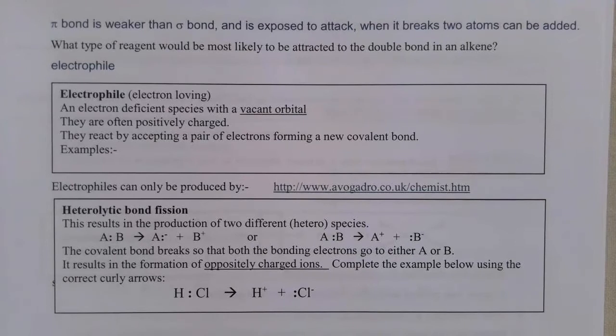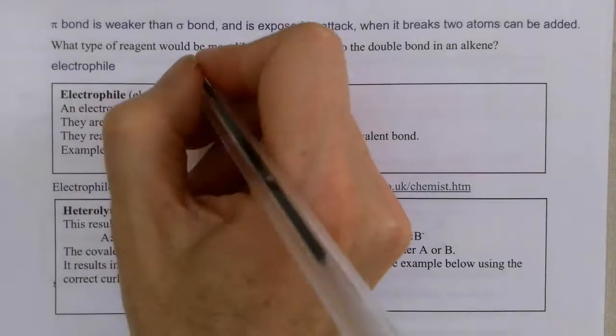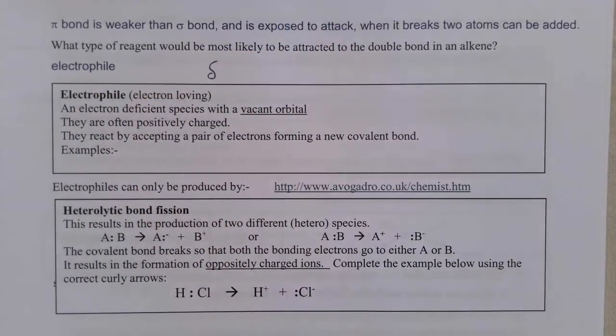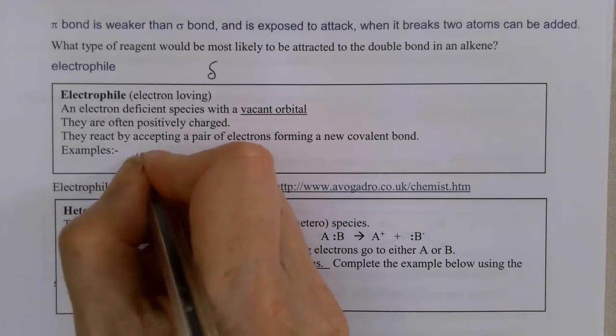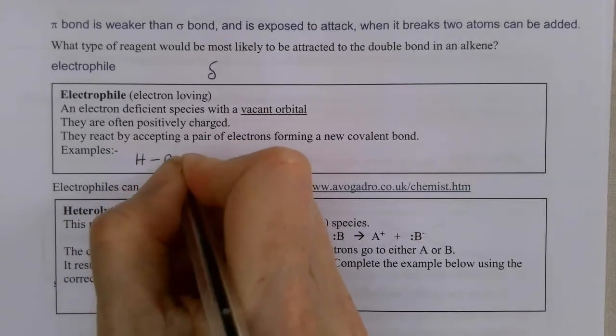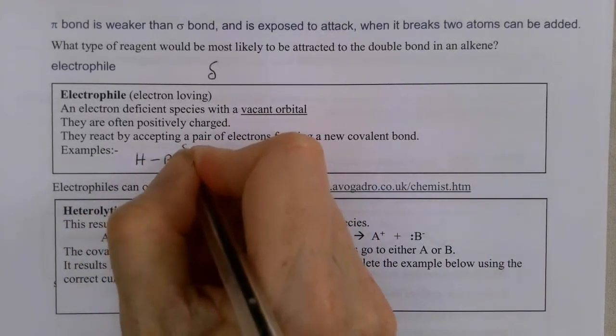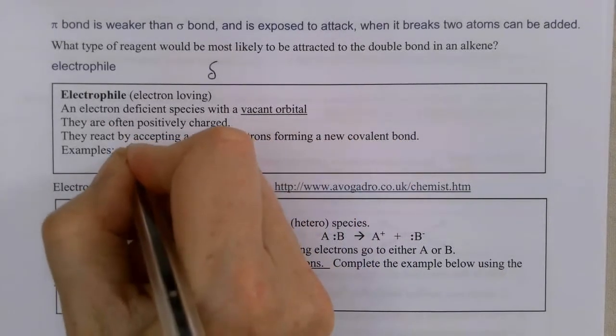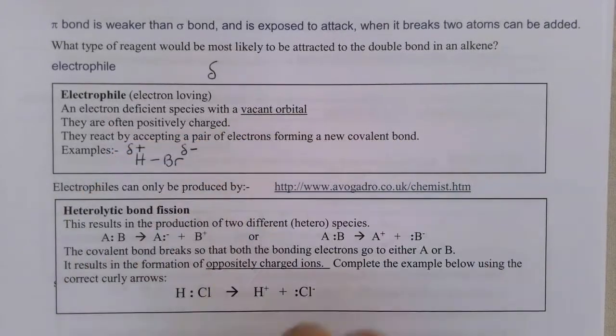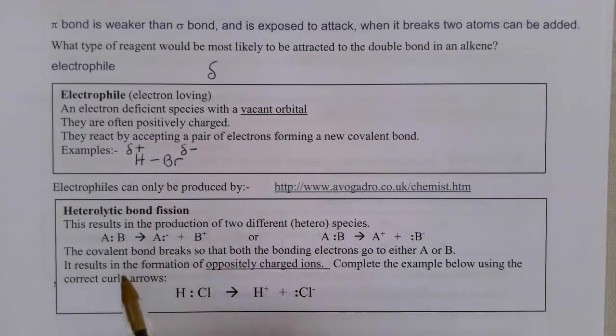Examples of this are anything really with a positive charge on it or with a delta positive charge on it. Delta means a small bit, and we often show that using this sign. It doesn't mean it's got a full positive charge on it, it means it's got a slight charge. So for example, HBr, the Br would be slightly negative and the H would be slightly positive. The reason for that is bromine is more electronegative than the hydrogen.